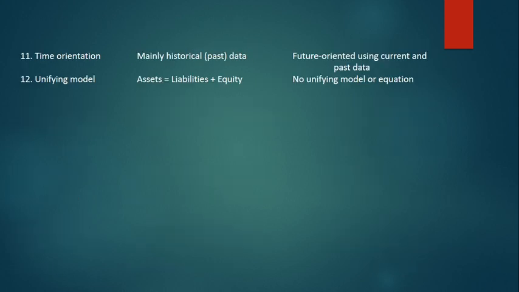The time orientation. Under financial accounting, it is mainly historical or from past data. In here, financial accounting is focused in reporting the company's history through their external stakeholders. And under management accounting naman is future oriented using current and past data. So future oriented in the sense na ang focus is on the going concern operation of the company.